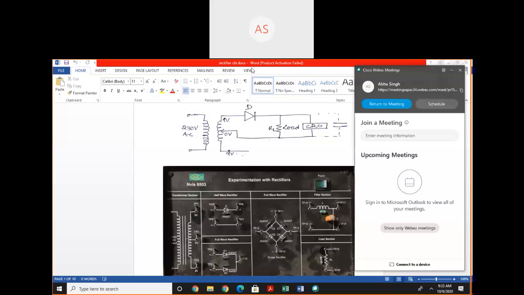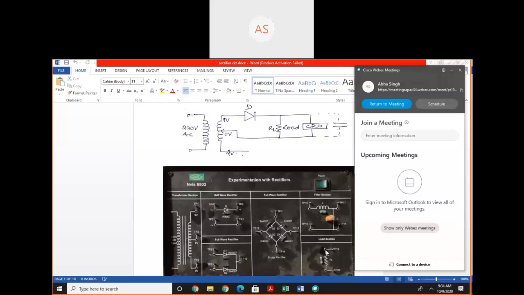The positive terminal of 9 volt is connected to anode, and this point 0 volt is connected to TP5, and then this is connected to load RL, and the other point of this load is connected to TP7. So this connection is completed.